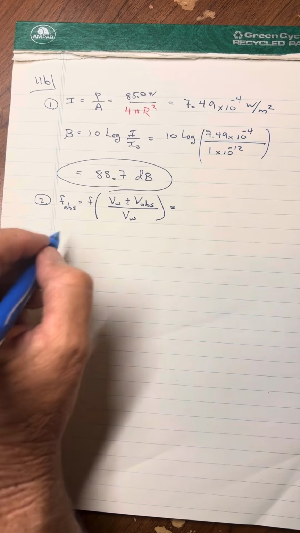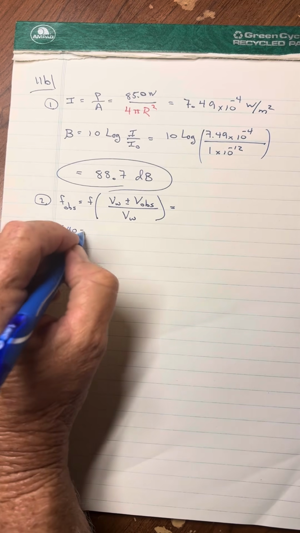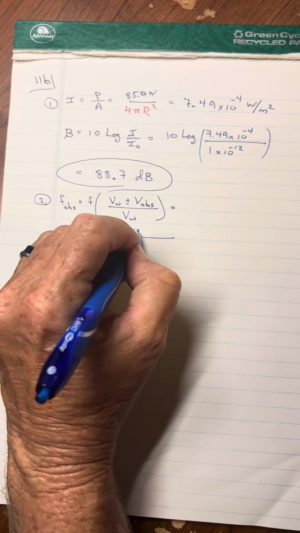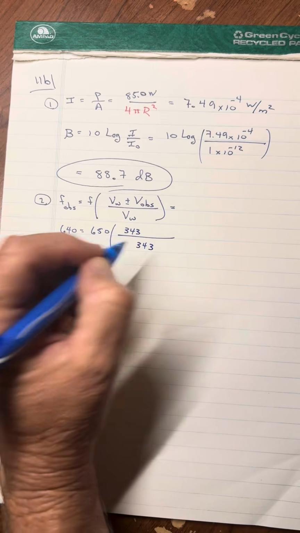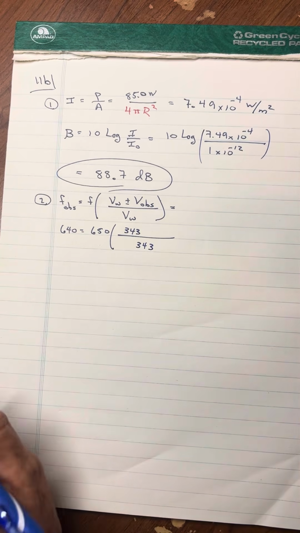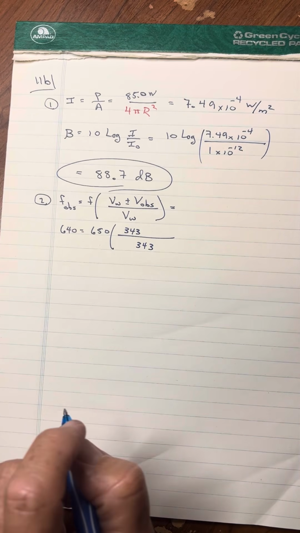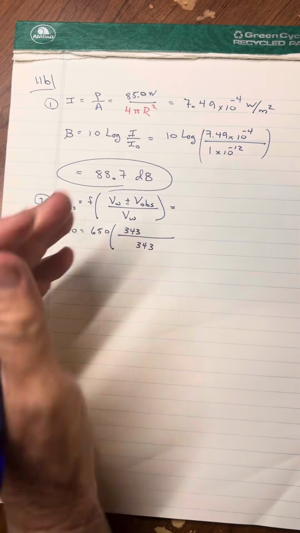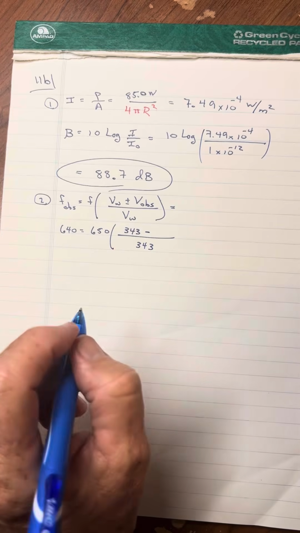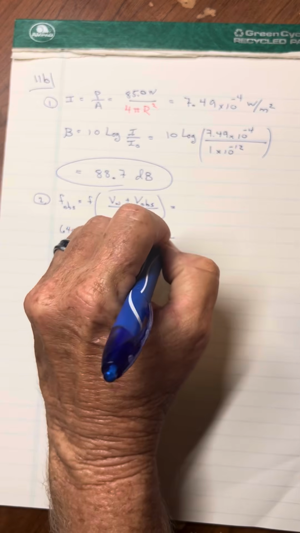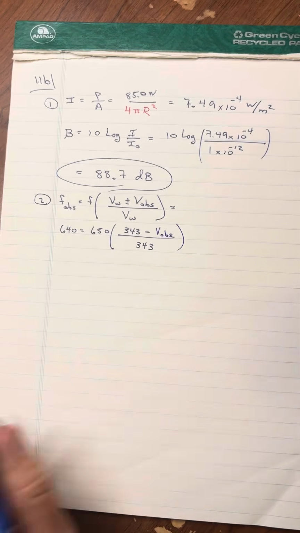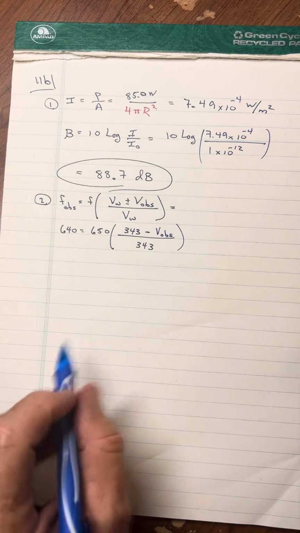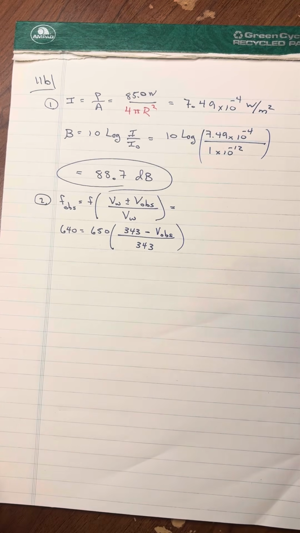So if we put in our numbers here, we're observing 640 from a 650 source. The default speed is like 340, 342, 343, standard speed of sound in the air. And remember, we use a plus sign if they're coming together and the minus sign if they're going away. And so we would hear a decrease, and it does say going away, so we'll put a minus sign there. And then that should tell us the speed of the observer.